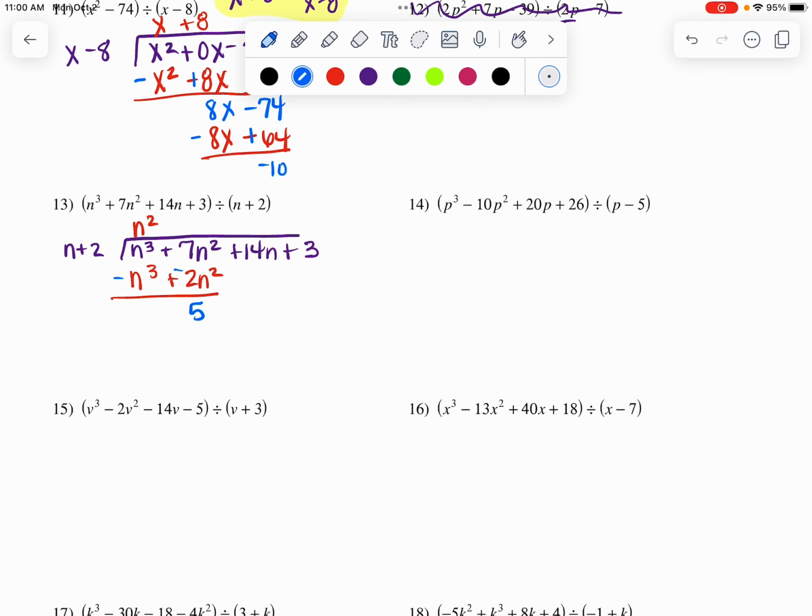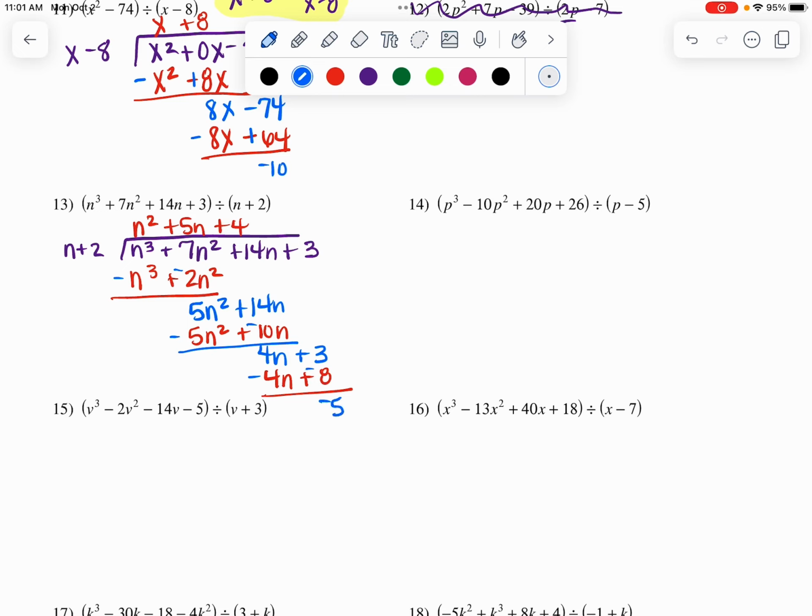So that's going to give me a 5n squared, and then bring down that 14. All right, I need a plus 5n, so that I get 5n squared whenever I distribute. 5n times 2 is 10n. And again, with a subtraction, that's going to give me a positive 4n, and then bring down that plus 3. Let's see, so I need a plus 4, so that I get 4n, and then 4 times 2 is 8. So this one also ends up with a remainder. I will subtract again on this one. So you will get a negative 5 as a remainder here.